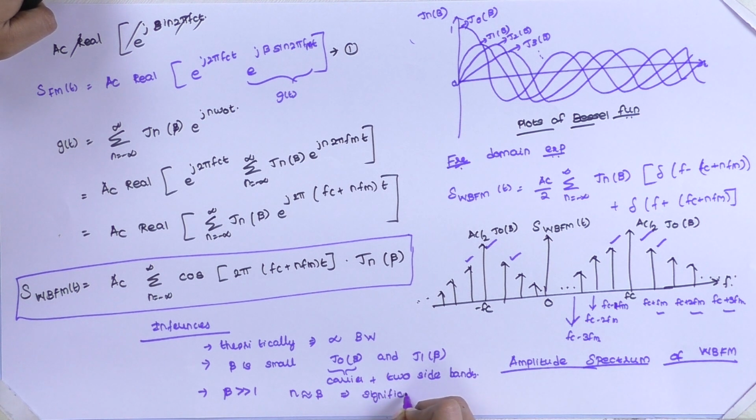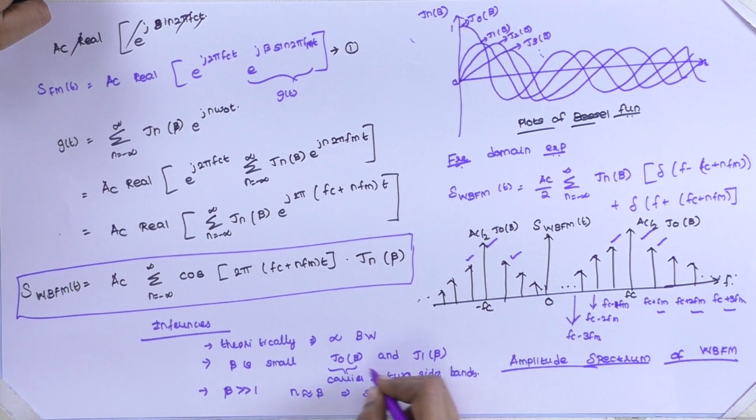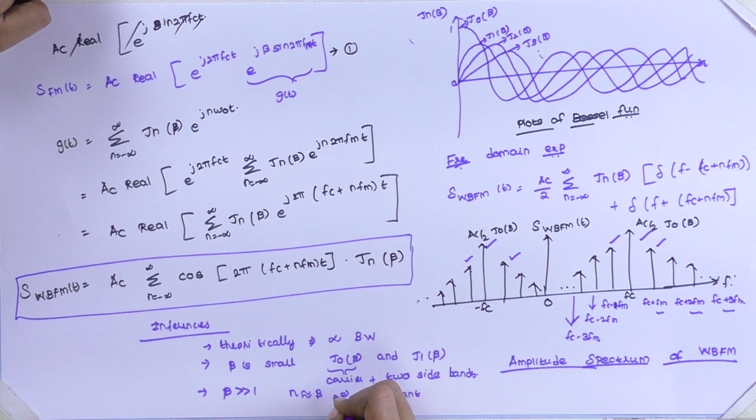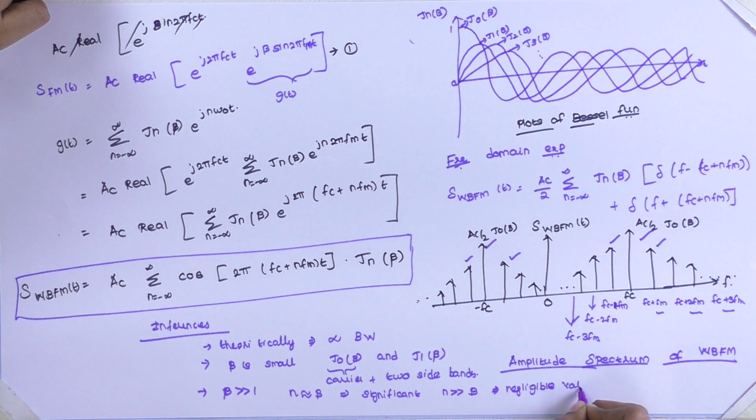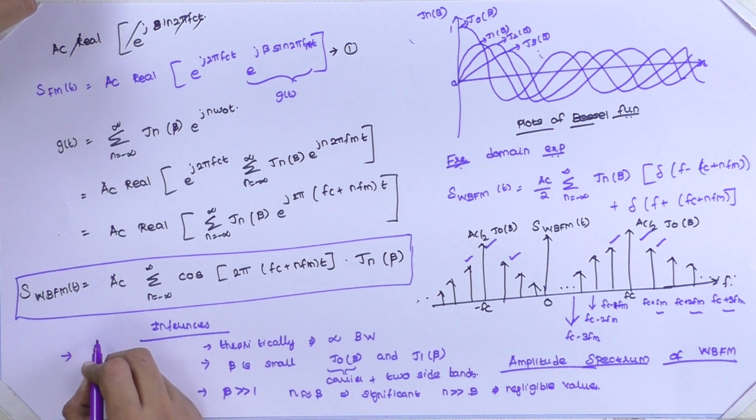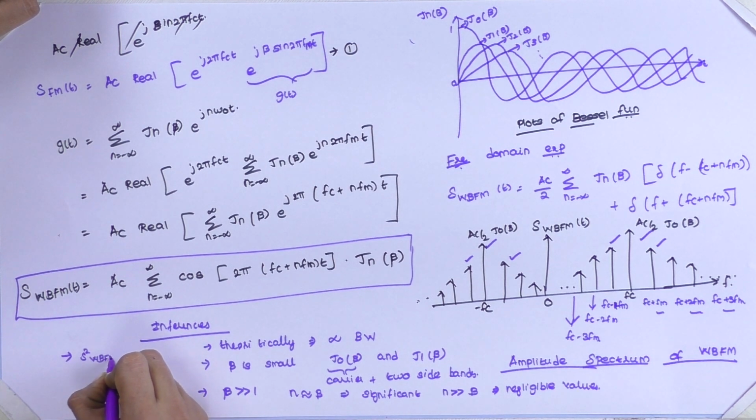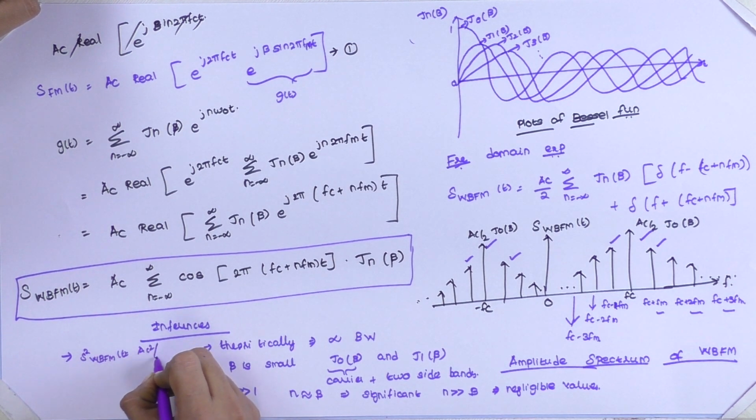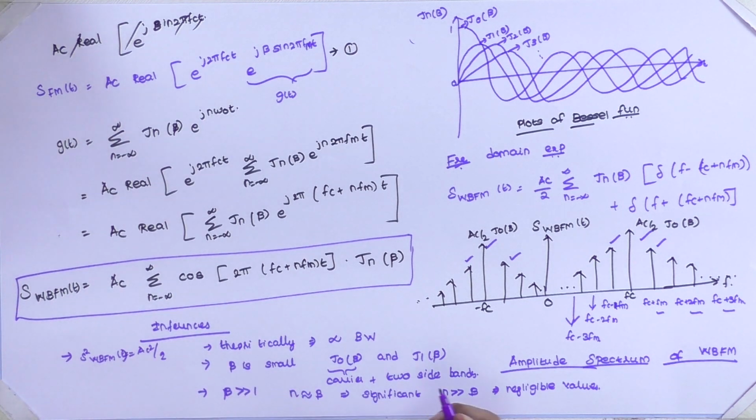After that, 98% of the power distribution occurs only within this limit, that is when n is approximately equal to beta. When n is greater than beta, it has negligible values. When n is very much greater than beta, it gives only negligible values. And the fourth inference is that the amplitude remains constant. So we know that the average power of Wfm of t is equal to Ac square divided by 2. And efficiency is always 100%.